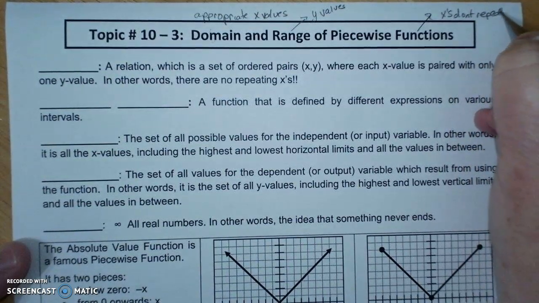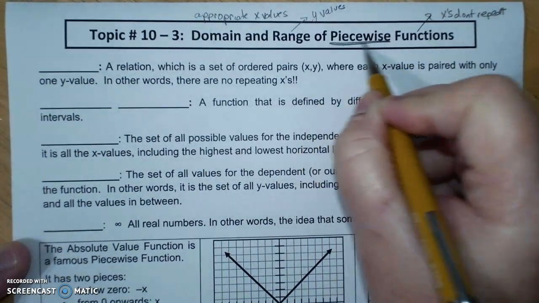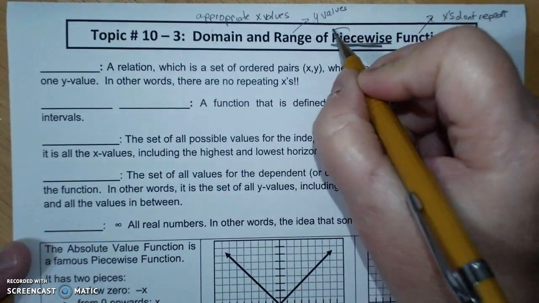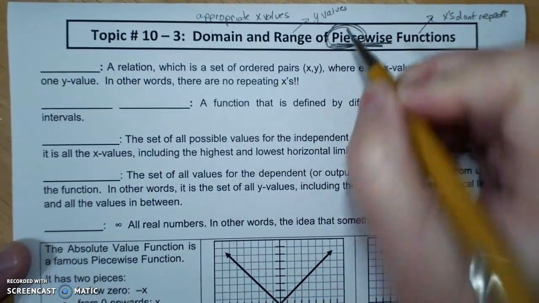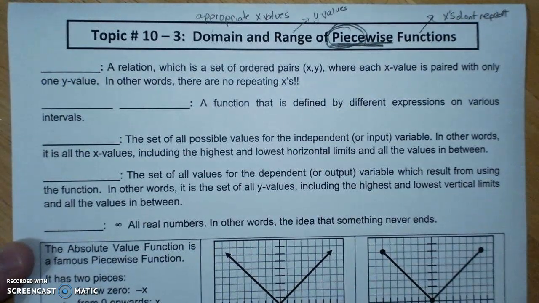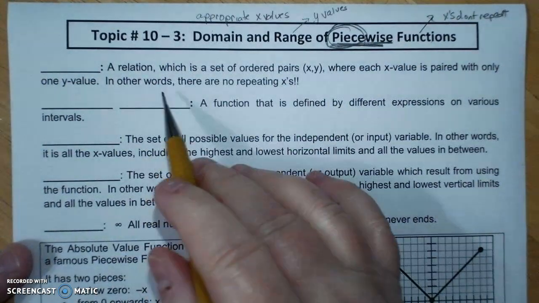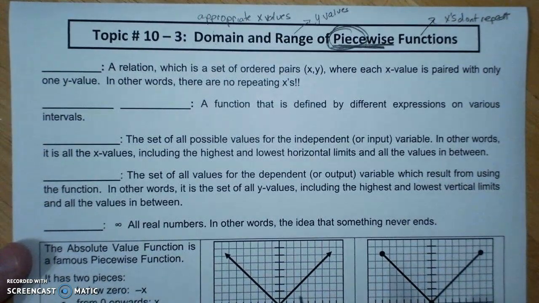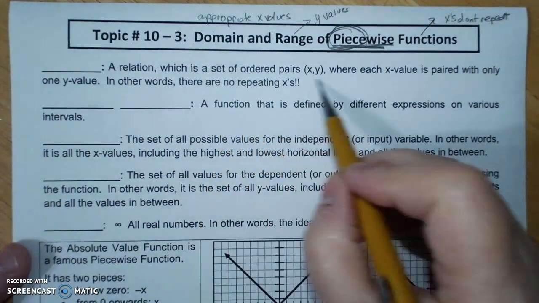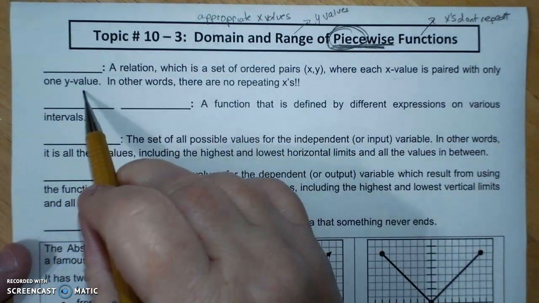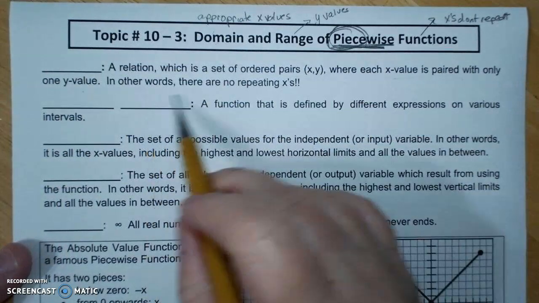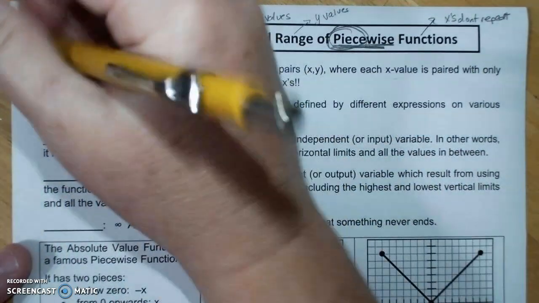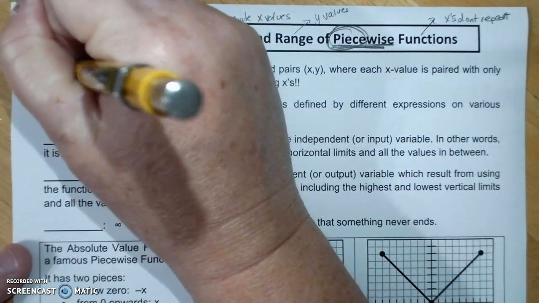So the only new vocabulary word is this piecewise. And here is piece. And so it is a graph with a bunch of pieces. So we're going to go through the definitions and then we'll go through some examples. Okay. A relation, which is a set of ordered pairs where x value is paired with only one y value. In other words, there are no repeating x's. That is the definition of function.